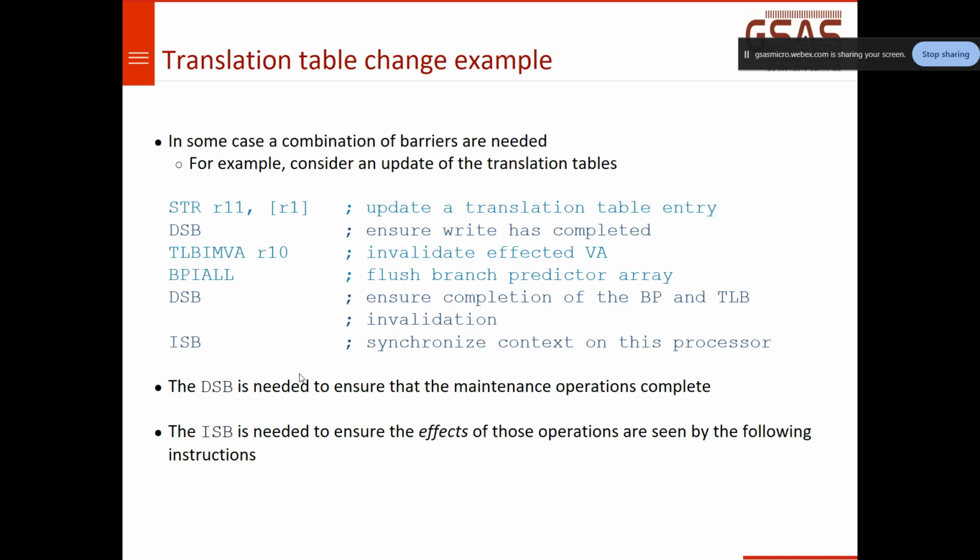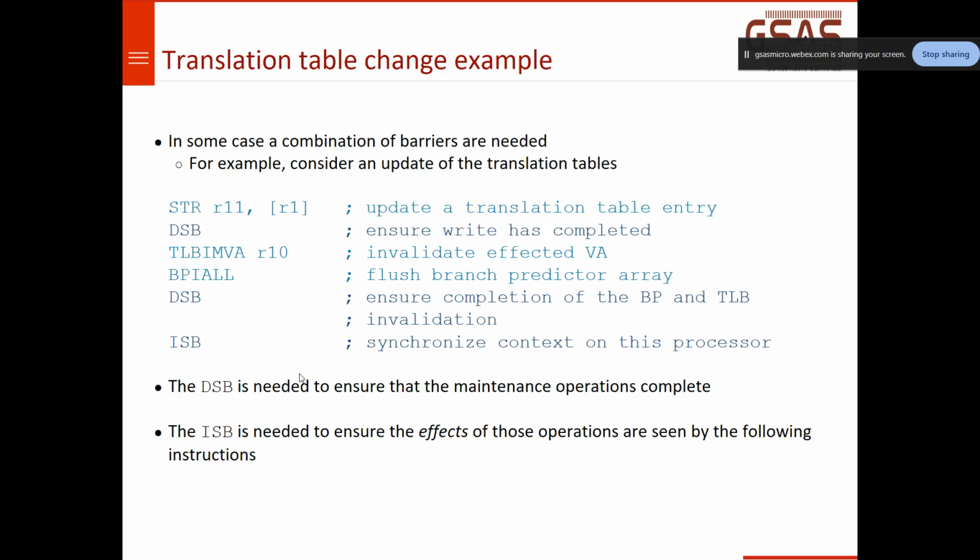Then after that, we are invalidating, meaning any data available for that particular address in the TLB is removed, and any branch predictions are invalidated, the pipeline will be flushed, and then DSB. DSB ensures that these cache operations and the branch predictor operations are complete before the processor goes and fetches the address or data from the new memory updated in the TLB, translation lookaside buffer.